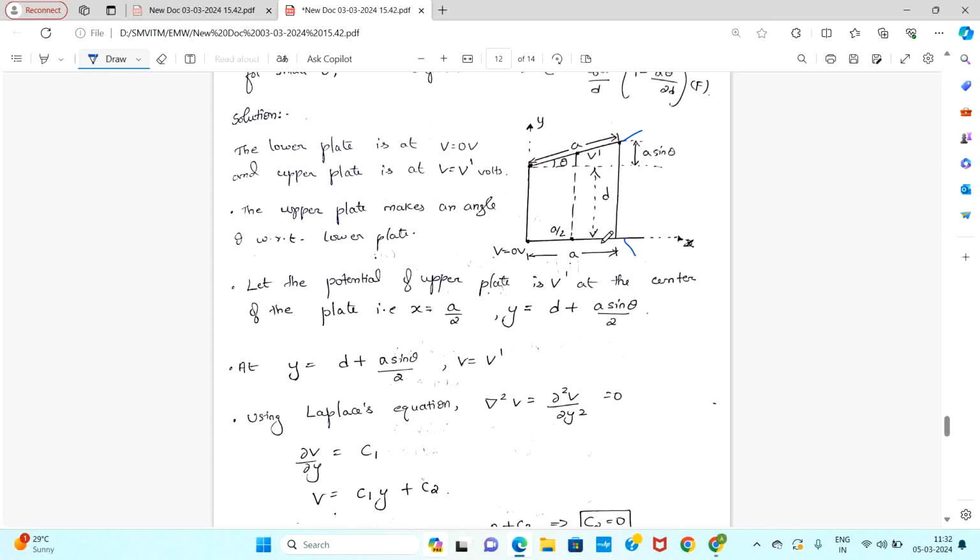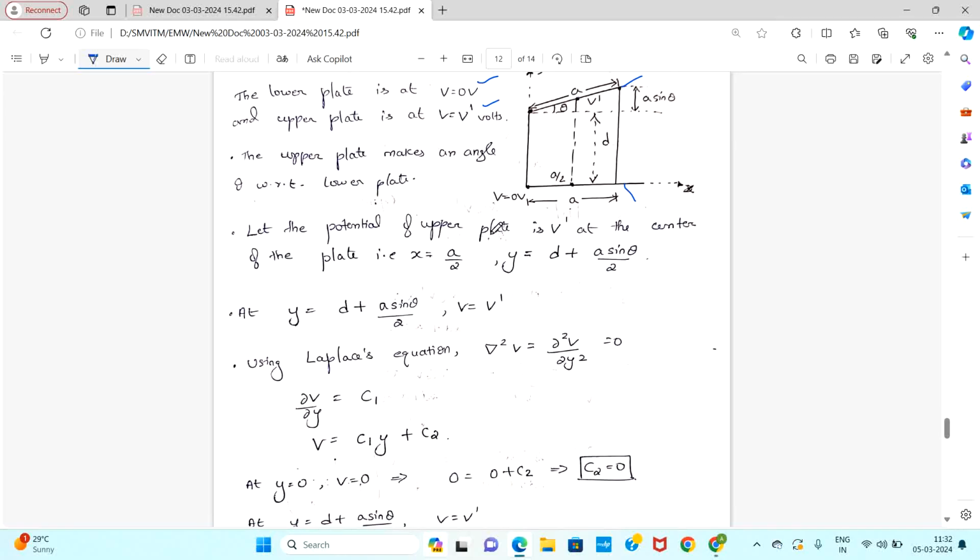So consider one of the plates, the lower plate, at a potential equal to 0 volt, and the upper plate at some other potential V dash. These are values you have assumed. We are assuming that the lower plate is at 0 and the upper plate is at some value V dash. And the upper plate is making an angle theta with respect to the lower one.